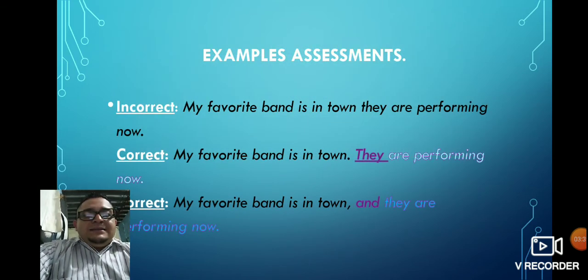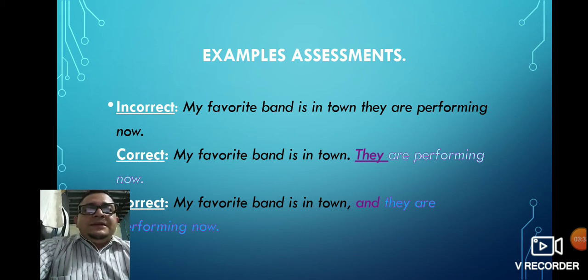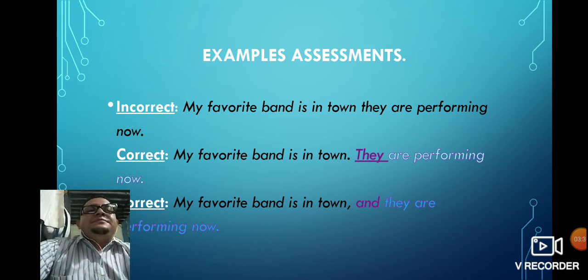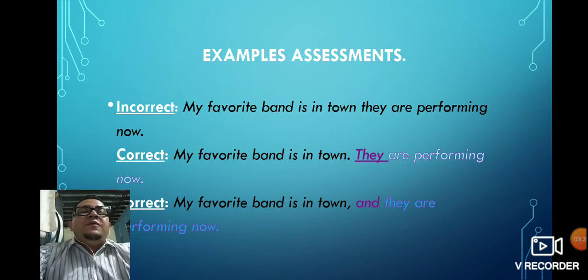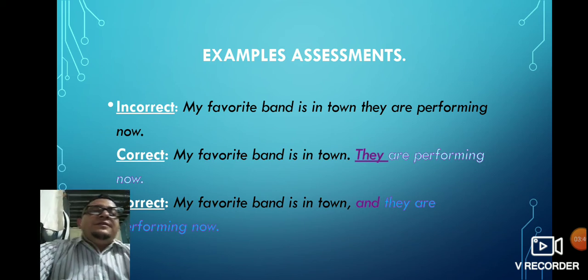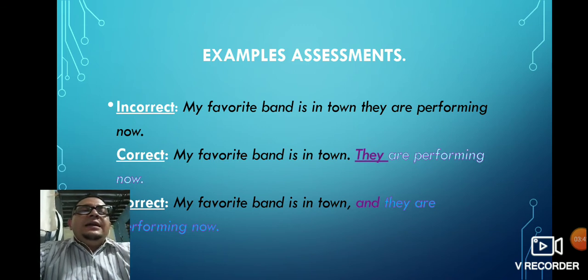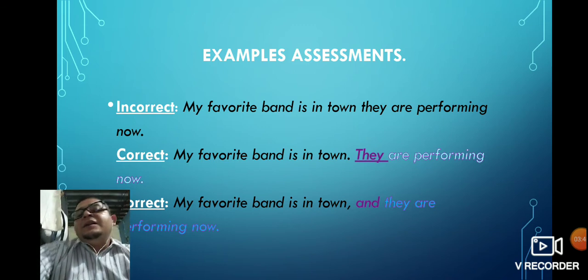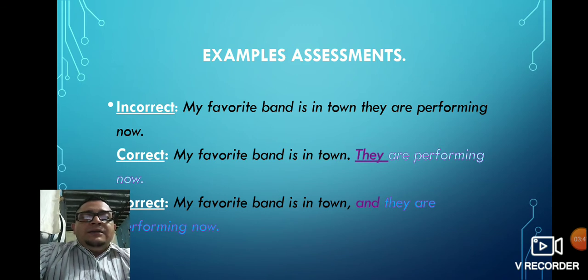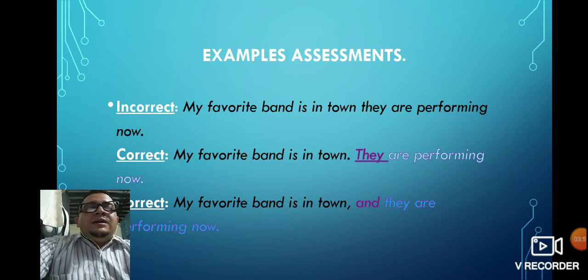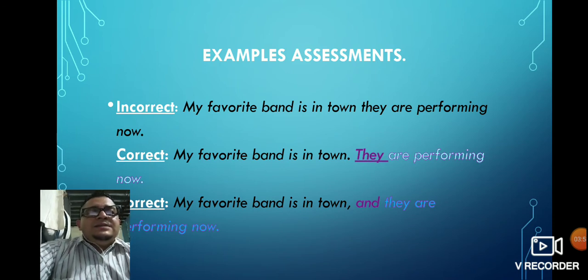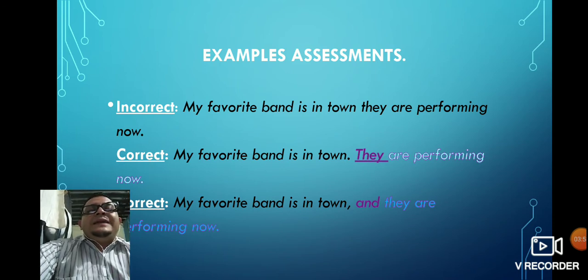In that slide, there is some example assessment. The sentences here: my favorite band is in town. They are performing now. The first one is incorrect because we are not using any punctuation, any coordinating conjunction, and the two independent clauses are joined in an incorrect way. This is a run-on sentence and comma splice.